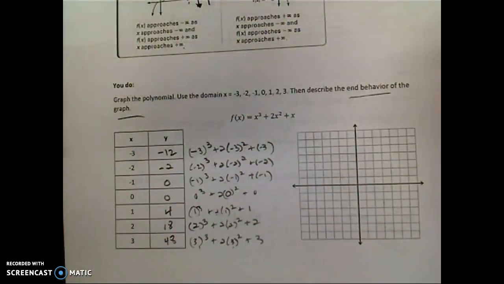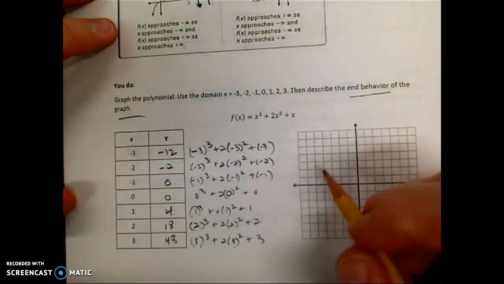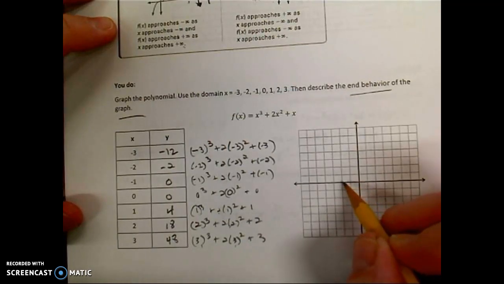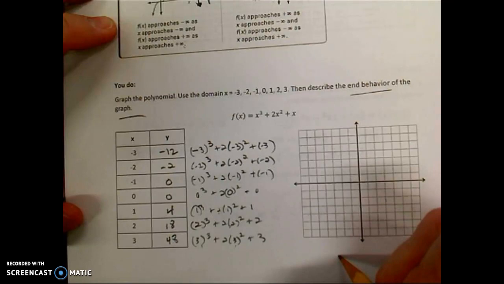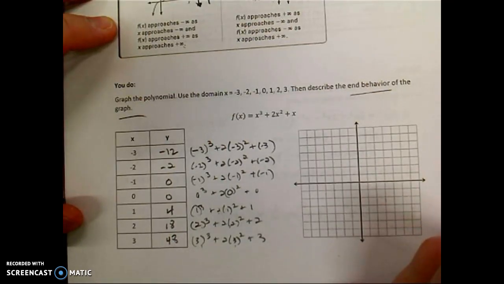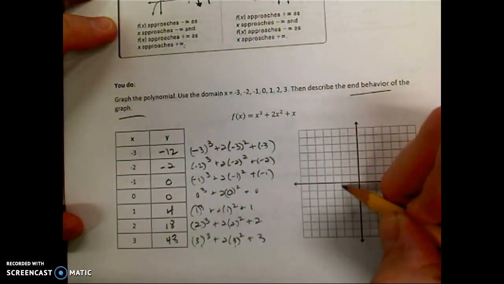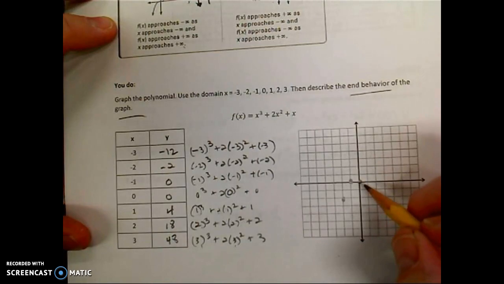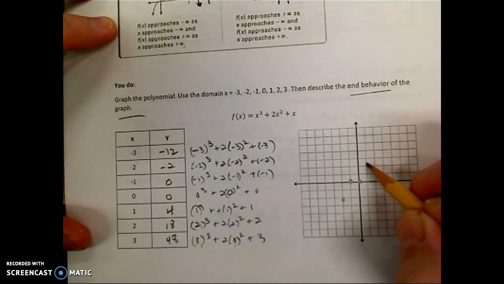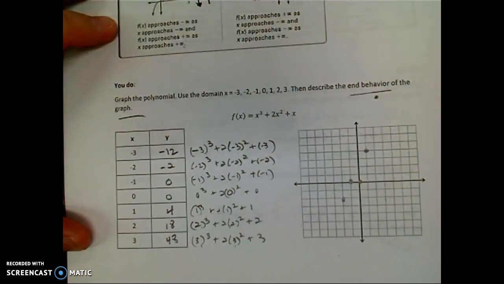So let's go ahead and plot some of these points. We're just sketching this graph out. So negative 3, negative 12. 1, 2, 3, 1, 2, 3, 4, 5, 6, 7, 8, 9, 10, 11, 12. We've got a point down here somewhere. Negative 2, negative 2. At negative 1, 0, 0, 0. At 1, we have positive 4. 1, 2, 3, 4. At 2, I'd have 18, which would be up here somewhere.